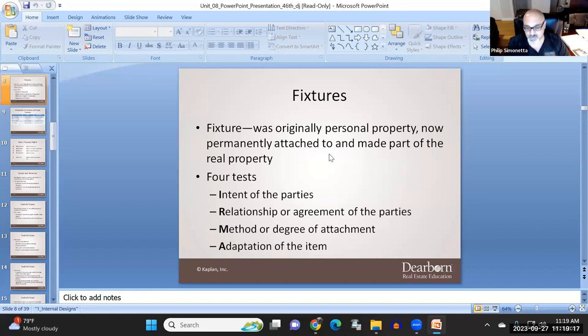Now, the buyer can say, okay, I agree. Or the buyer can say, no, I want the chandelier and I'll give them $10,000 for it. And then they can negotiate. But you have to have the intent.